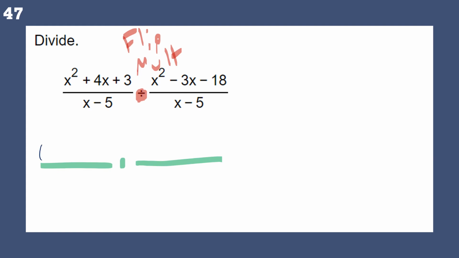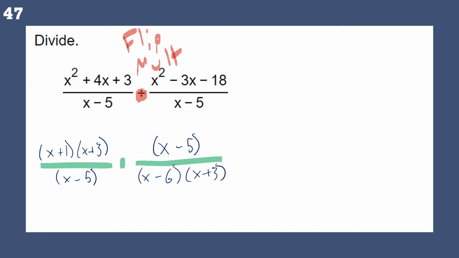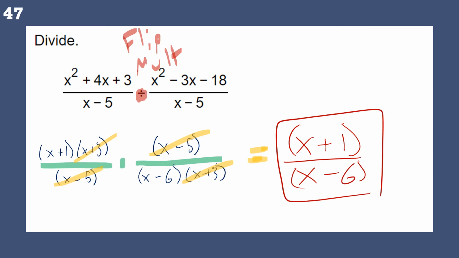So the first one, if we were to multiply it without flipping it, I'm going to factor it and I get x plus 1 and x plus 3. On the bottom, it's still just x minus 5. I put parentheses around just to show that that couldn't be broken up into pieces. The other one, now we have the x minus 5 on top, because I flipped it. On the bottom though, I get x minus 6 and x plus 3. Are there any things that cancel out on the top and the bottom? And the answer is most certainly. There's an x minus 5 and an x minus 5 that cancel out. Is there anything else that cancels out? Yeah, the x plus 3 and the x plus 3, which means our final answer is x plus 1 over x minus 6.